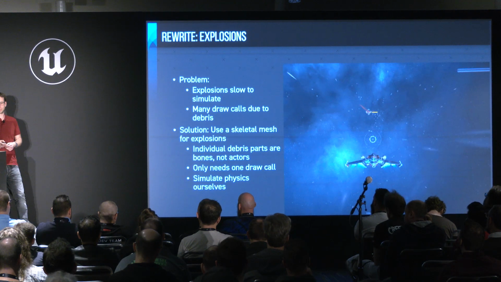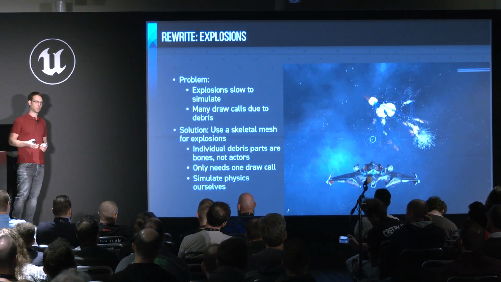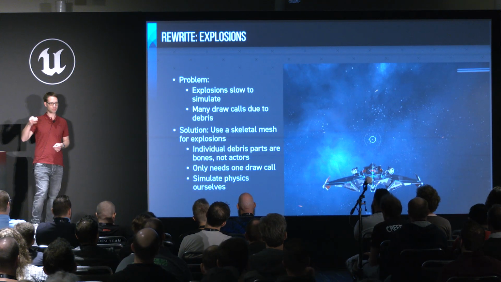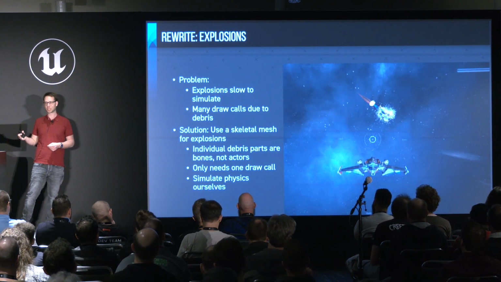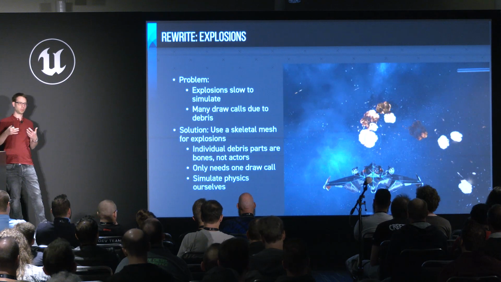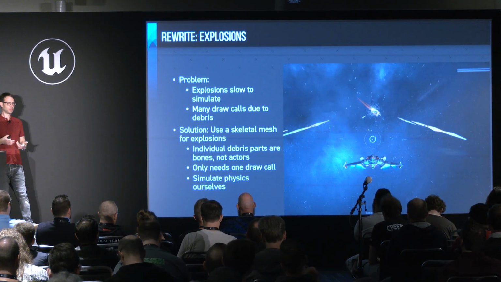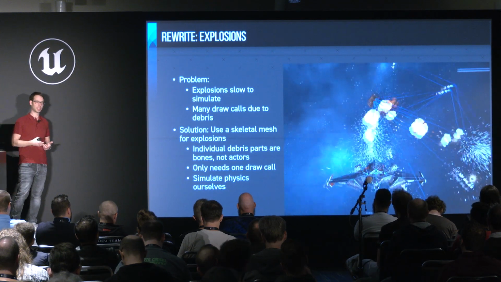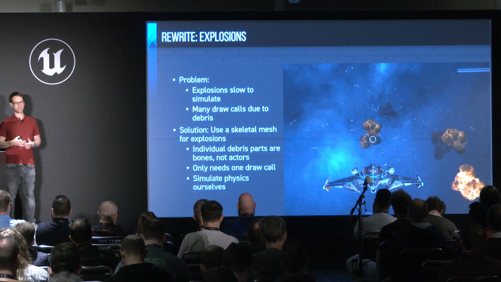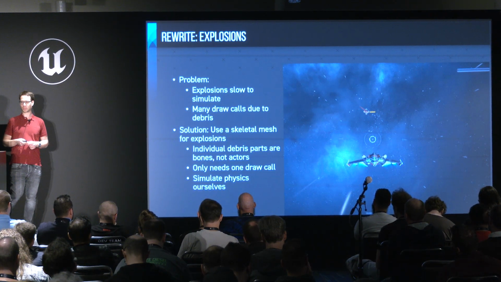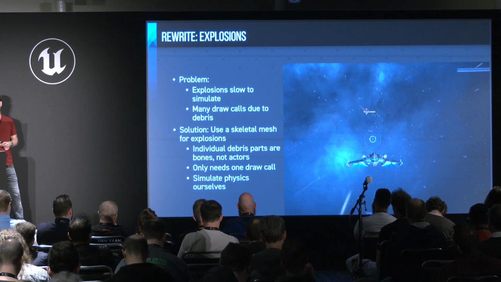And the solution that we came up with is that we use a skeletal mesh for our explosions. So now all the different debris parts are actually just bones that we can move around individually, but we still only have one draw call for all of this, which is quite nice. And as they are bones now, we don't have any physics anymore, so we just went ahead and implemented the simulation manually as well, just faking it. So the performance is a lot better for that.